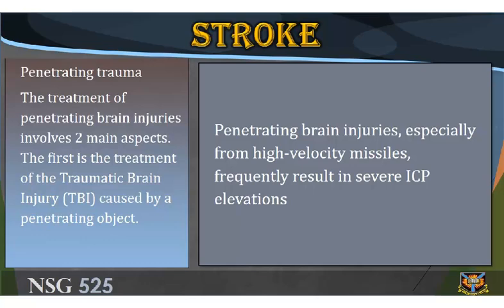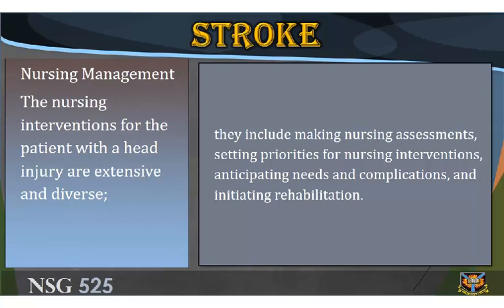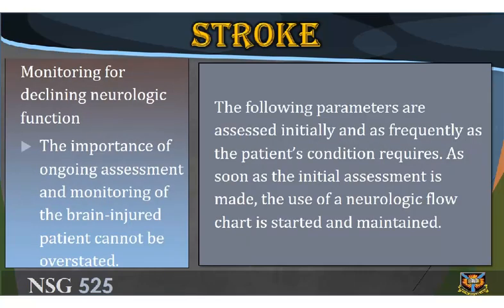Nursing management. The nursing interventions for patients with a head injury are extensive and diverse. They include making nursing assessments, setting priorities for nursing interventions, anticipating needs and complications, and initiating rehabilitation. Monitoring for declined neurologic function. The importance of ongoing assessment and monitoring of brain-injured patients cannot be overstated. The following parameters are assessed initially and as frequently as the patient's condition requires. As soon as the initial assessment is made, the use of a neurologic flowchart is started and maintained.